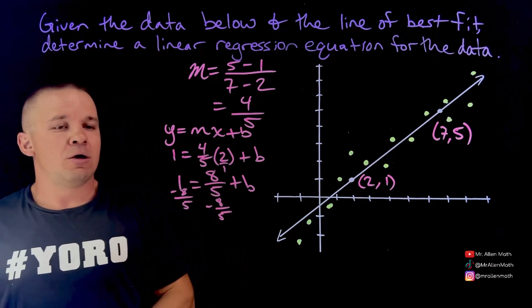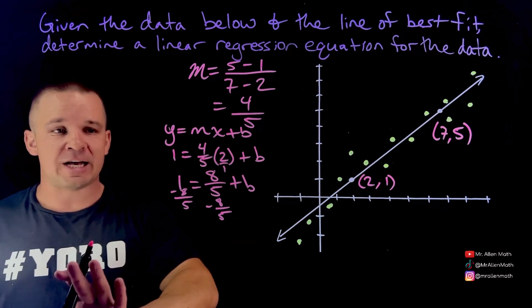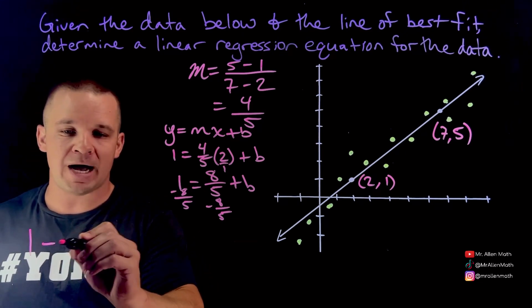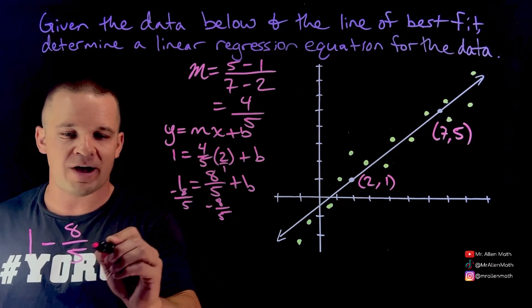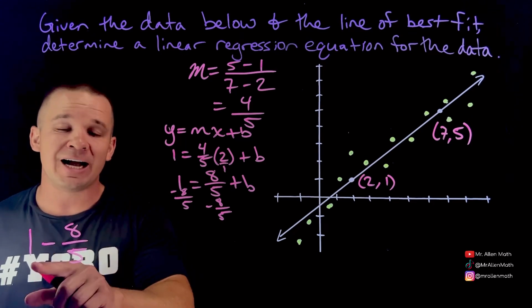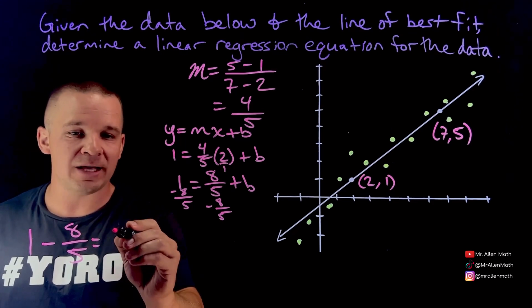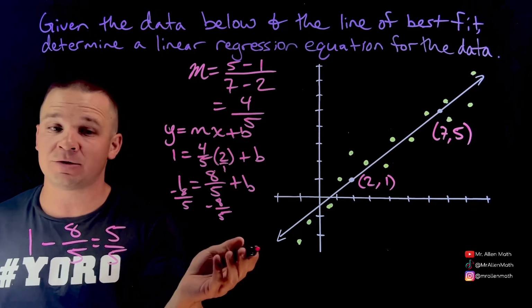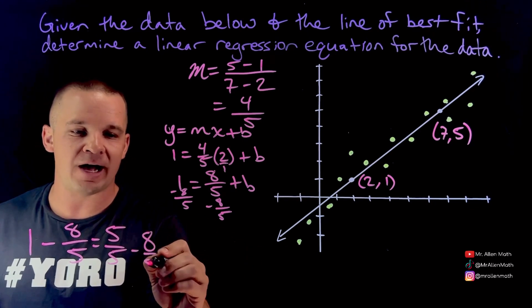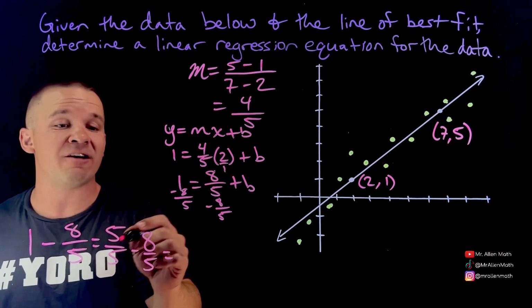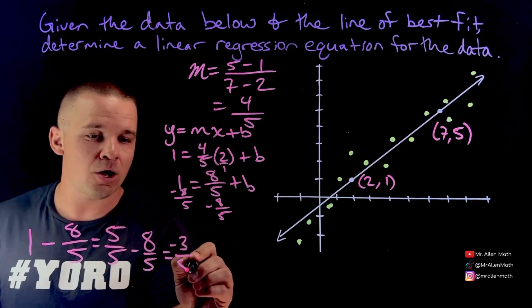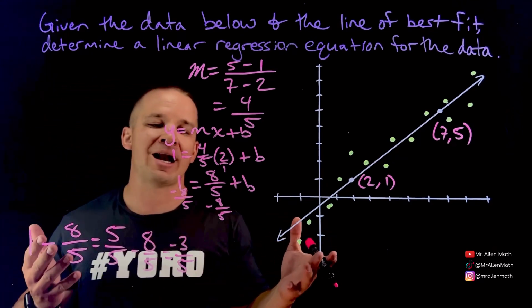All right. Oh, boy. All right, let's do a little side math over here, guys. So if I have 1 minus 8 over 5, how the heck am I going to do that? I got to get a common denominator. So let's make this 5 over 5. That's 1 minus 8 over 5. That is going to equal, well, what's 5 minus 8? Negative 3 over 5. Look at that. I got my b value.